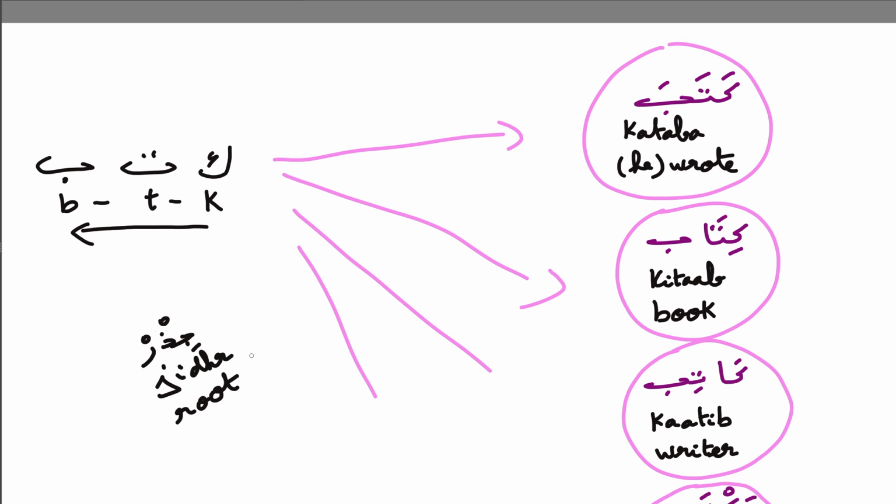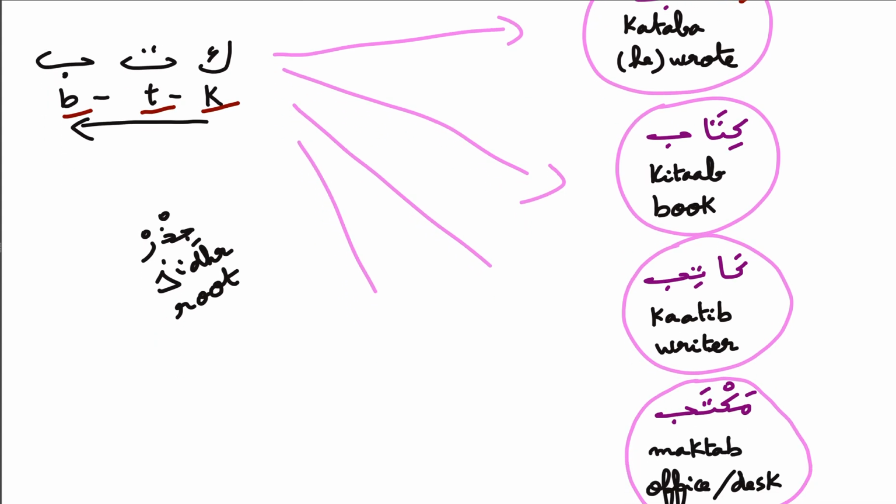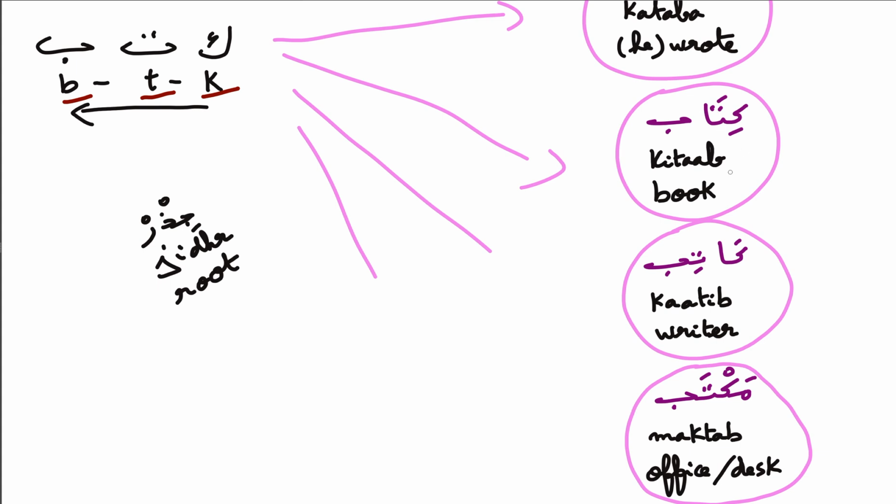So here first, for example, we have k, ta, ba. So it's kataba. So together it gives us the word kataba, which means he wrote. For the feminine, it's katabat, but we're gonna see that later. So this is the first word. The second word we have kitab. Kitab, which means book.